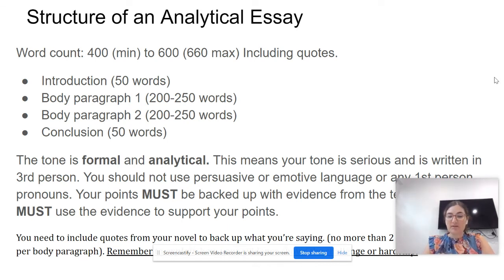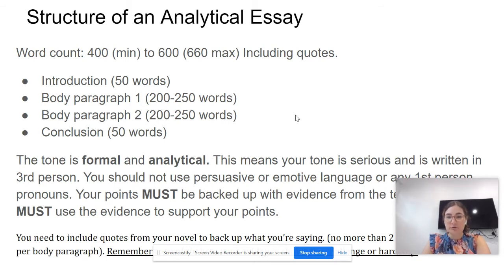Now, some of you are probably thinking that's quite a lot to write, but it's actually not. And it does include your quotes. So I've done a bit of a breakdown here. You've got about 50 words for your introduction, about 200 to 250 for each body paragraph, and 50 for your conclusion. Now, your tone is formal and analytical.